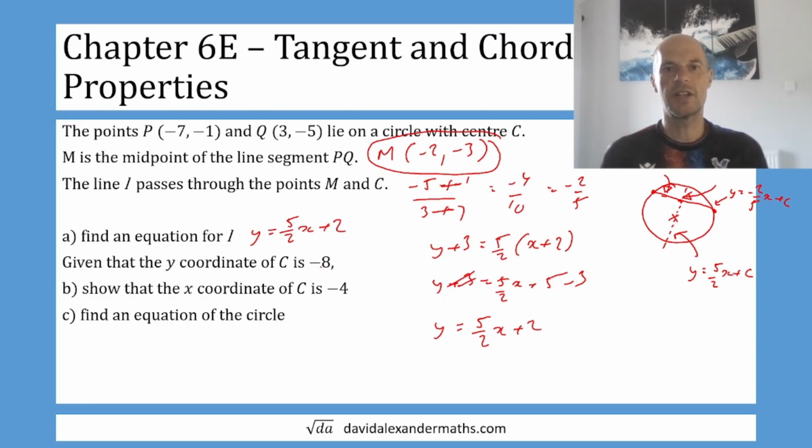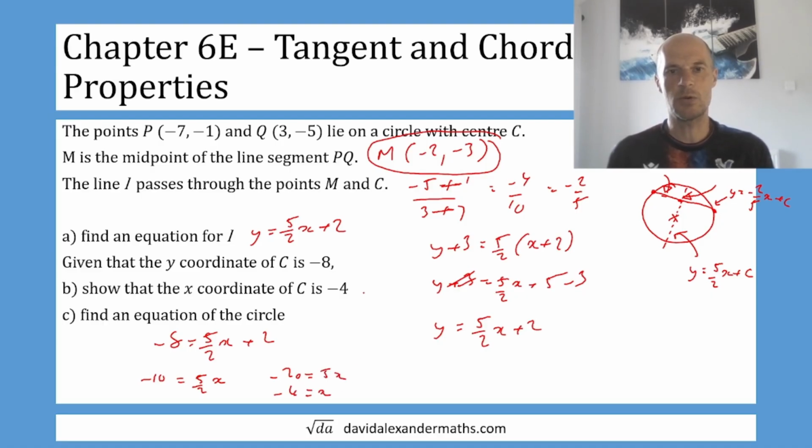Now we know that the y coordinate is -8. So what is the x coordinate? So just substituting -8: -8 is 5 over 2 x plus 2. Take away 2 from both sides, so -10 is 5 over 2 x. Multiplied by 2, -20 equals 5x. Divide through by 5, -4 equals x. Perfect. Okay, so nice and easy. We know that the coordinates of C, if I just write them here nice and clearly, are -4, -8. Okay, sorry, we were just proving it was -4.